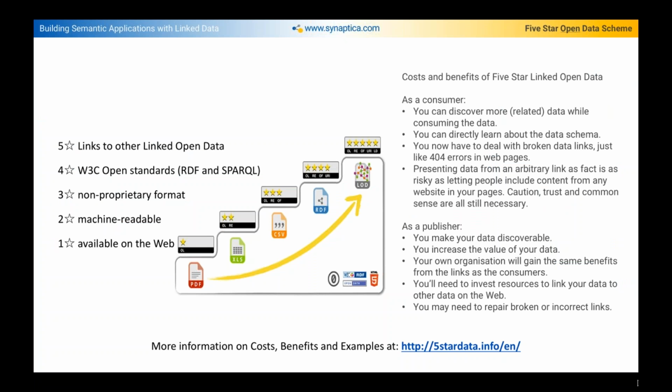There is something called the 5-star scheme for linked open data and for open data, and this basically walks you through an added value chain from 1 star, which is it's on the web, to 2 star, it's machine readable on the web, to 3 star, it's in a non-proprietary format. 4 stars uses RDF and SPARQL, which are the W3C standards, and 5 star is it's open and it links to other open data. So there are some pros and cons here to using linked open data as opposed to enterprise data.